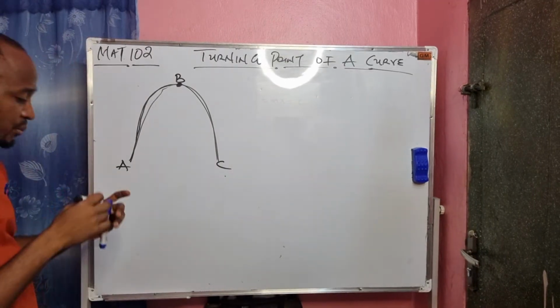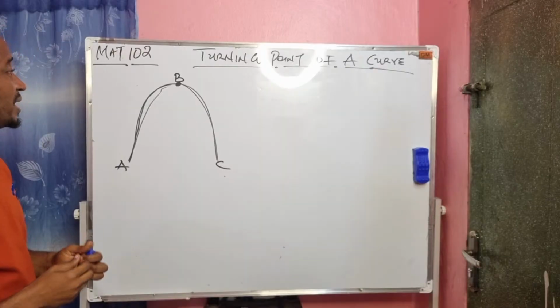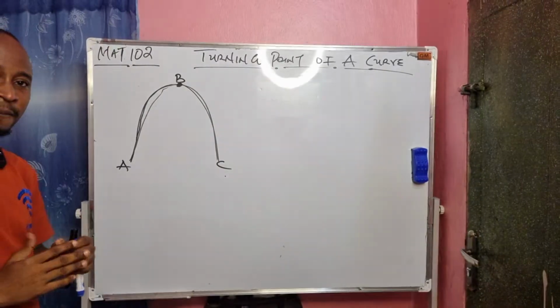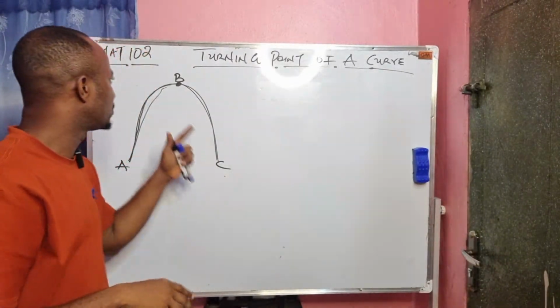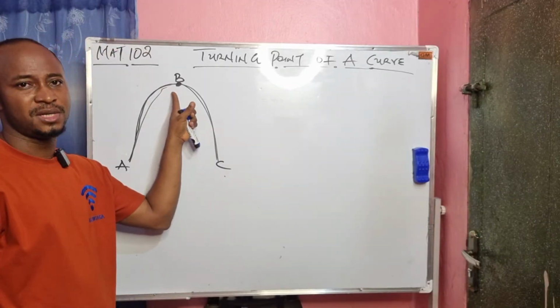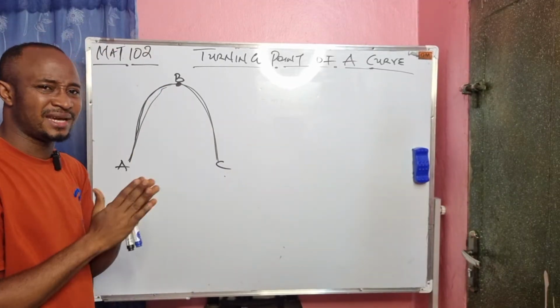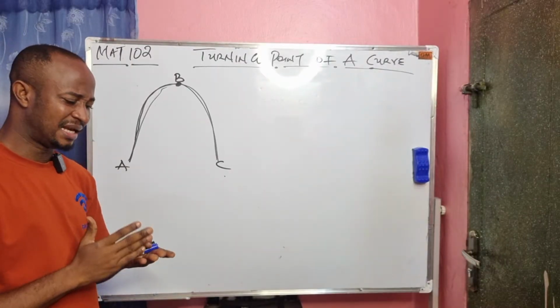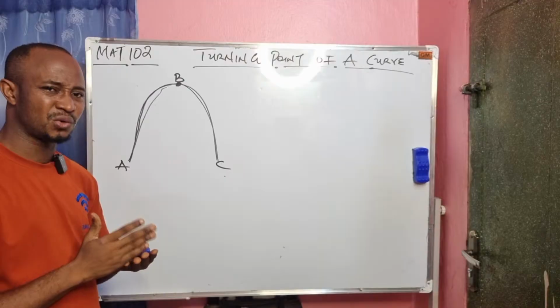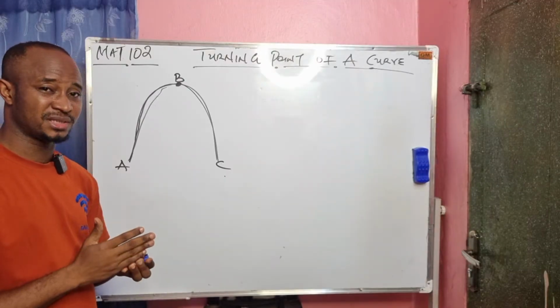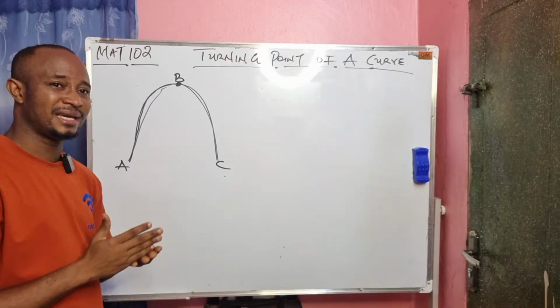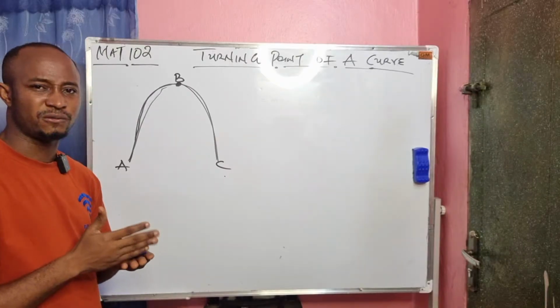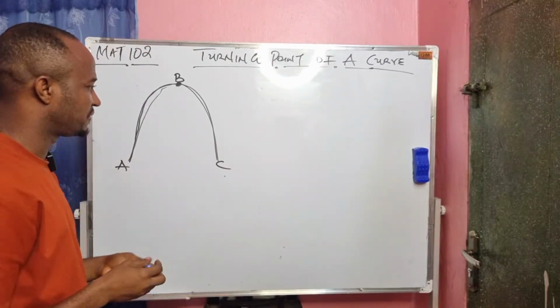We also see the turning point of a curve as the point where the tangent line to that curve is horizontal, meaning that the slope of the tangent line is equal to 0. A tangent line is a line that meets a curve at a particular point, and that tangent line determines the slope of that curve. Let me explain, for example.